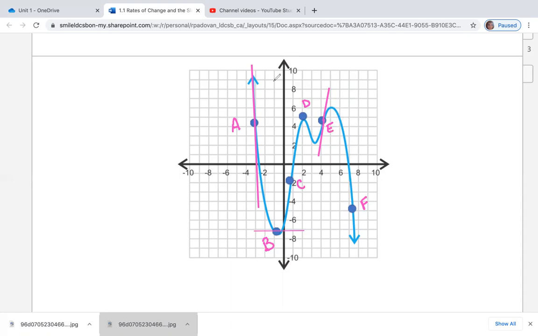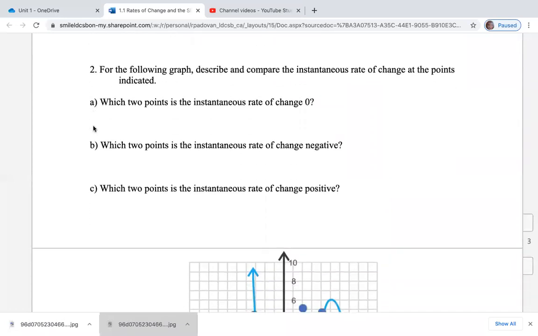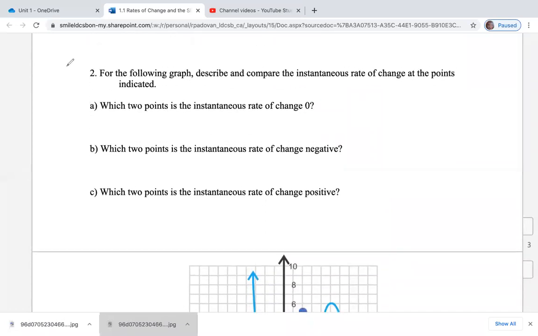Okay, so let's just go back up and write that in. Which 2 points is the instantaneous rate of change 0, where my slope is horizontal? At point B and at point D. Which 2 points is the instantaneous rate of change negative? That would be at point A and at point F. And where is the graph increasing, where the instantaneous rate of change is positive, is at point C and also at point E.